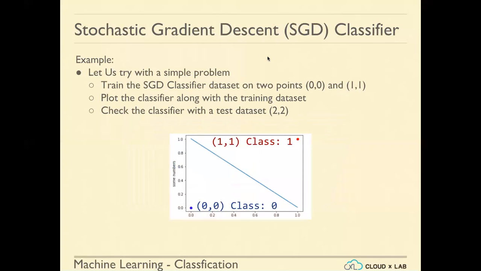I'll take you through a very, very simple example that we can visualize with only two data points, with two features, and then we will apply the same principle on the images. So we're going to go with a very simple example of two points with stochastic gradient descent, and then apply the same principle on the images.